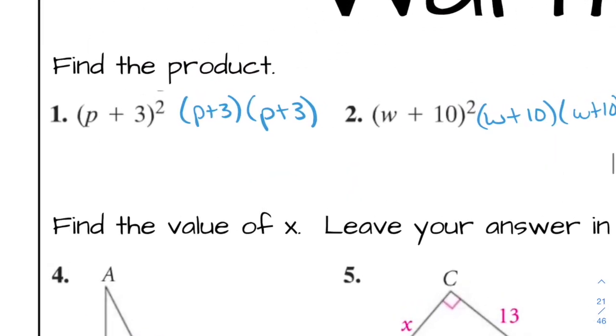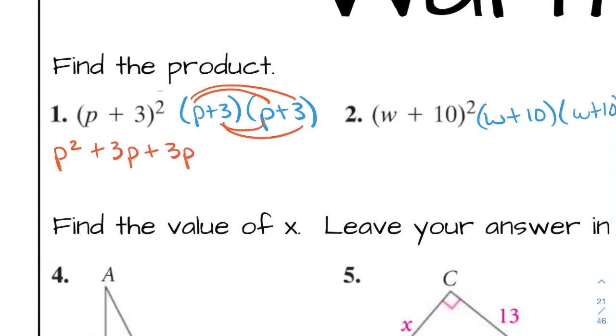So we're going to use the distributive property. Make sure you do multiply all the terms together. P times P is P squared. P times 3 is 3P. 3 times P is 3P. And 3 times 3 is 9. So we get P squared plus 6P plus 9.